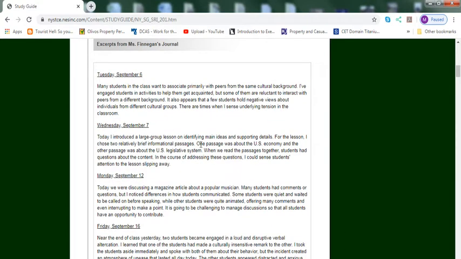On September 7th, the teacher talks about how today I introduced a large group lesson on identifying main ideas and supporting details. For the lesson, I chose 2 relatively brief informational passages. One passage was about the United States economy, and the other passage was about the United States legislative system. So when we read the passage together, students had questions about the content. In the course of addressing these questions, I could sense students' attention to the lesson slipping away.